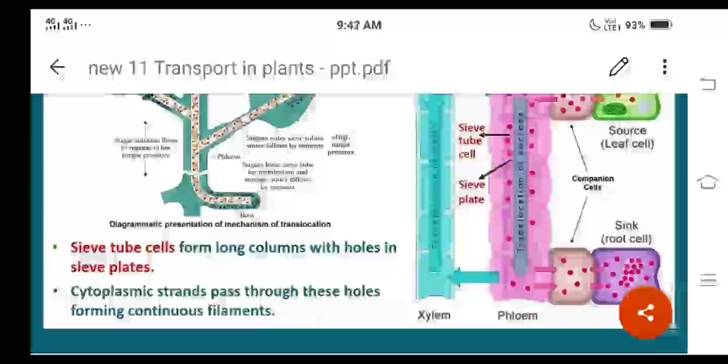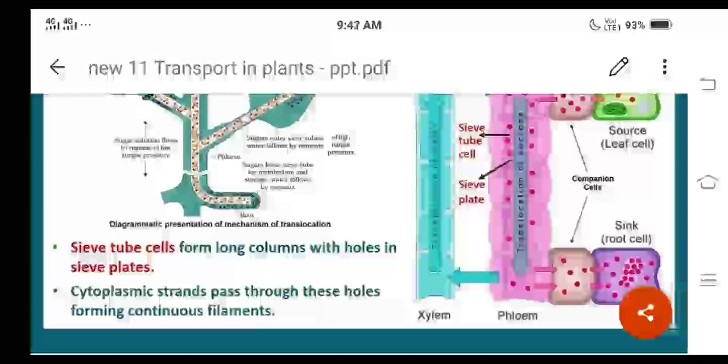And what is the chemical nature of these cytoplasmic strands? They are nothing but the proteinaceous threads. Remember, they are also called as P protein. P stands for what here? Phloem. Okay, protein, phloem protein. And what is the importance of this one? I told you, they extend from one sieve tube cell to another sieve tube cell.